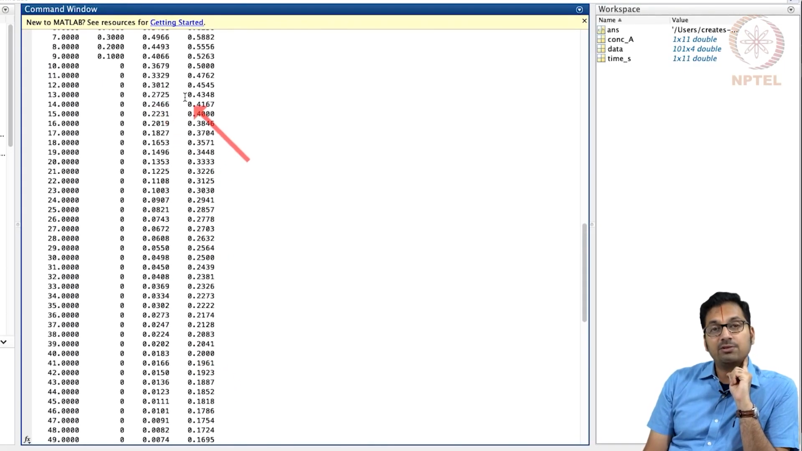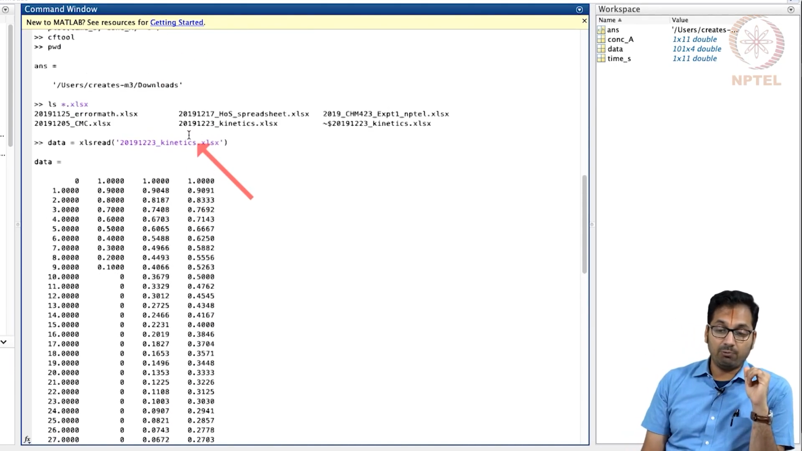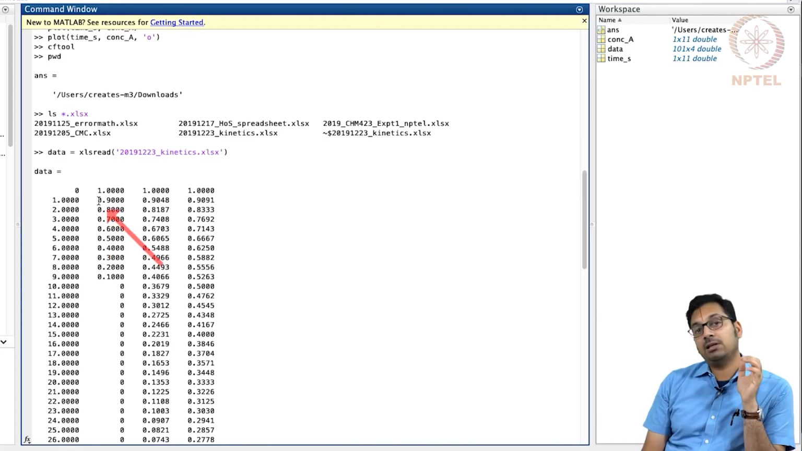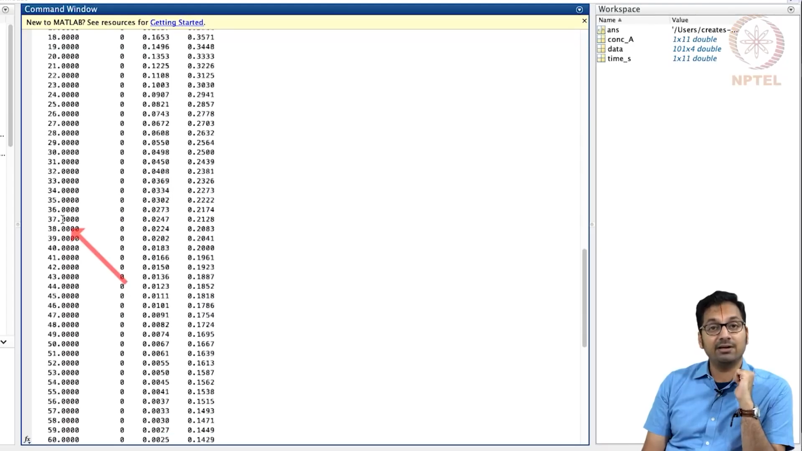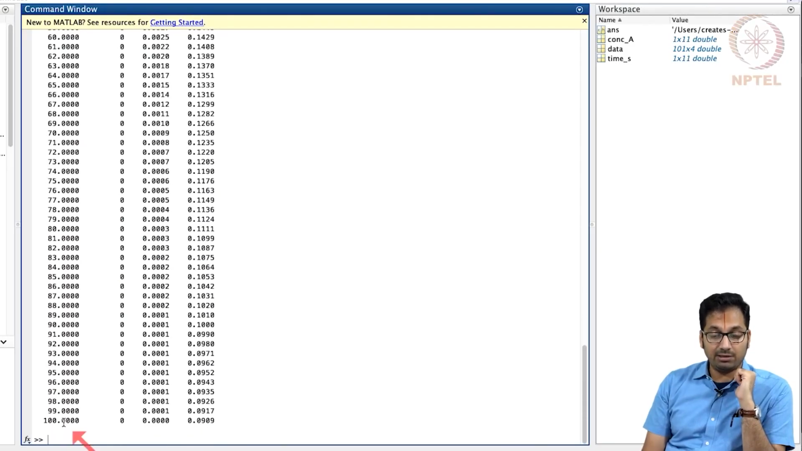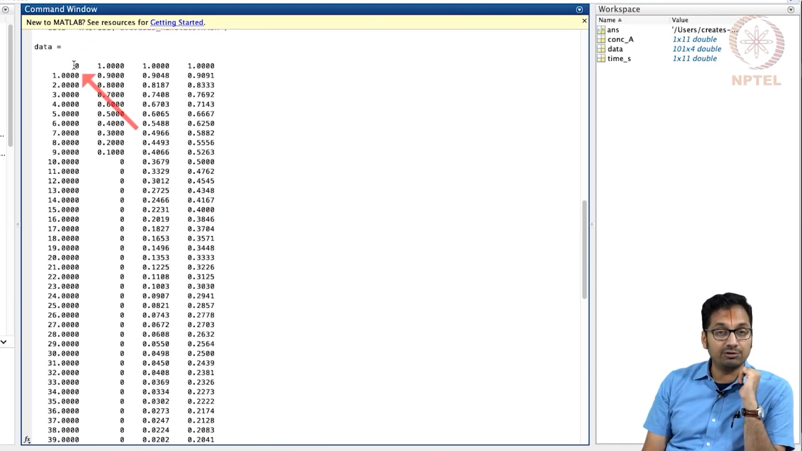If you had 4 decimals, it's going to read into 4 decimals. If you had more decimals, it's going to read into more decimals. But what you are able to realize is that it has now converted the Excel sheet into a matrix where the matrix has different lengths. So basically you go until 100 seconds for all of this. So basically you have 101 data points including the 0 second.